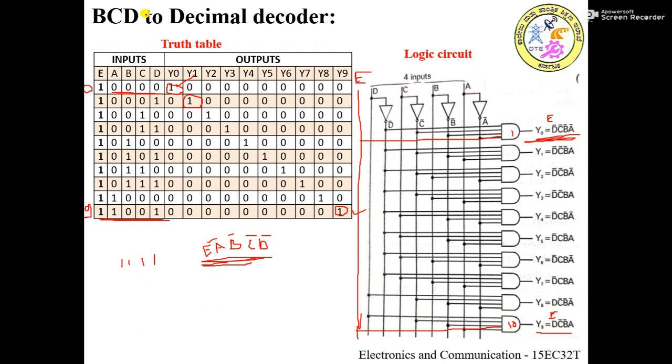This is a special kind of decoder, that is the BCD to decimal decoder. It is also referred to by a logic system name, the 4:10 decoder.